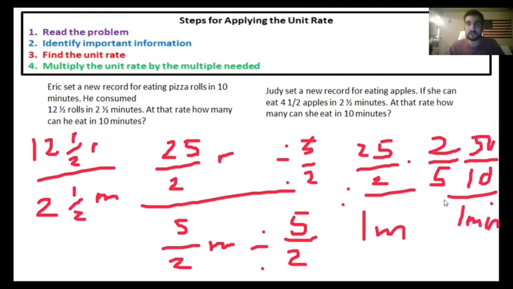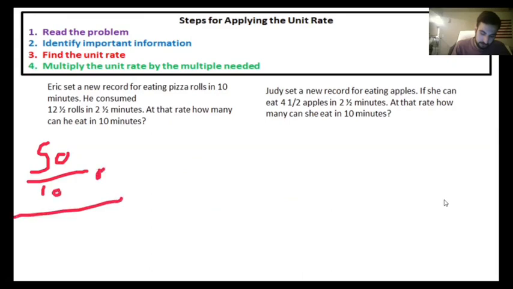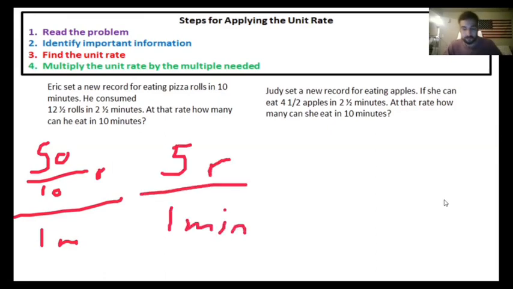Maybe give you guys a couple seconds to write this down. You can pause it. I'm going to have to clear and continue. So we'll have 50 over 10 rolls in 1 minute. I'm going to simplify this. 50 divided by 10 is 5 rolls in 1 minute. So we had 5 rolls per minute.